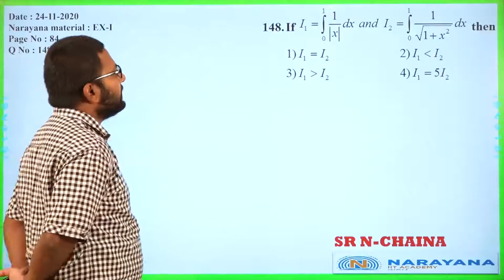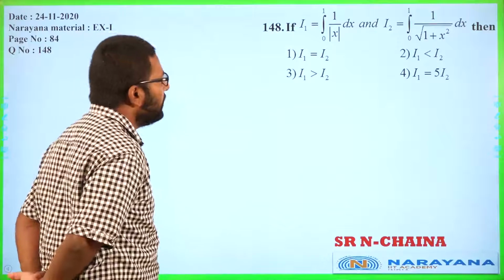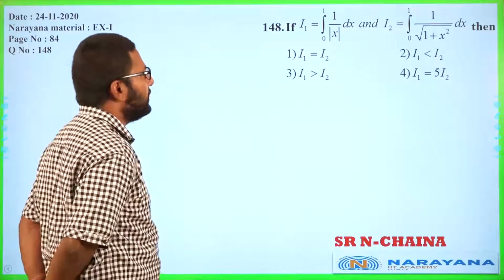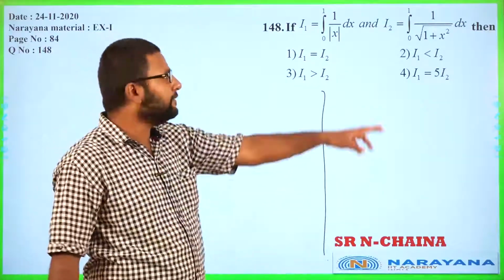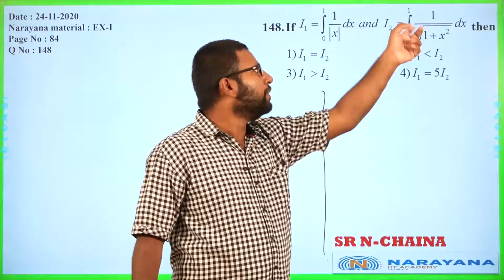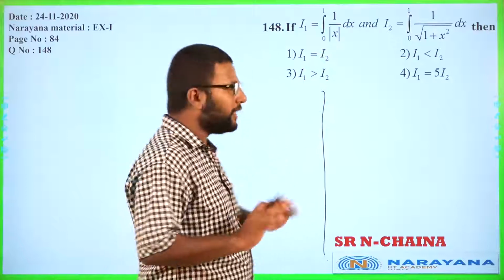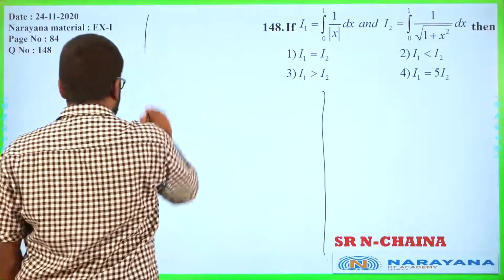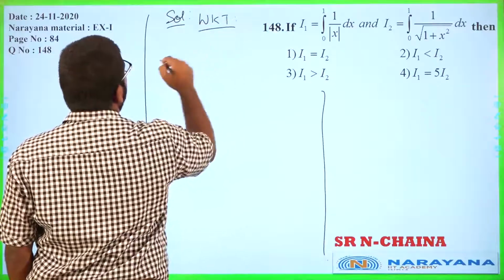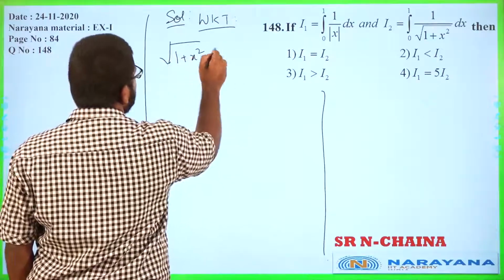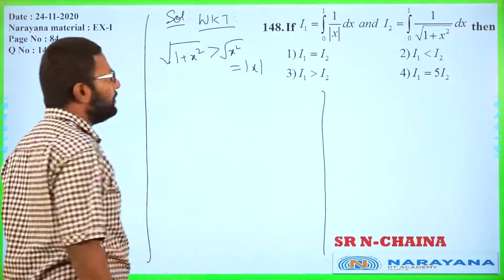If I1 is integral 0 to 1, 1 by mod x dx, and I2 is integral 0 to 1, 1 upon root 1 plus x square. Now we need to just compare between these two. Now for comparing, start with the observation that if 1 was not here, root of x square becomes mod x, right? Okay, fine. So start with the observation that root 1 plus x square is greater than root x square, which is mod x, right?